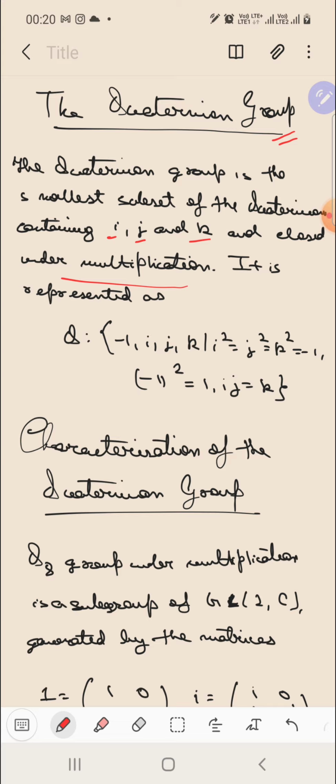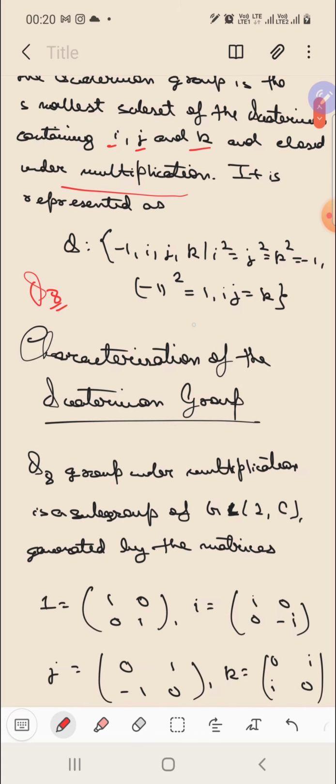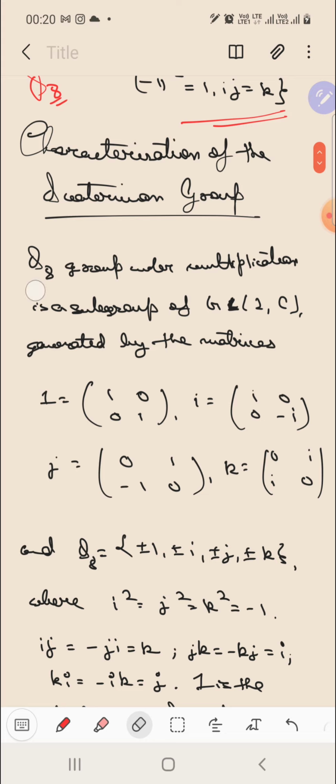This group is basically written as Q8, because the order of this particular group is 8. This is one example of how a quaternion group looks like. This is a Q4 example. It has 4 elements: -1, I, J and K. Okay, so we are going to talk about this group Q8.